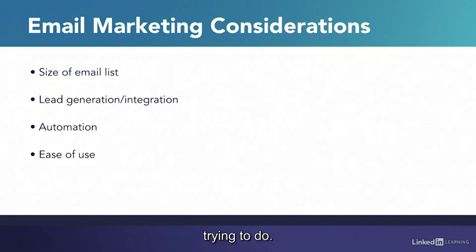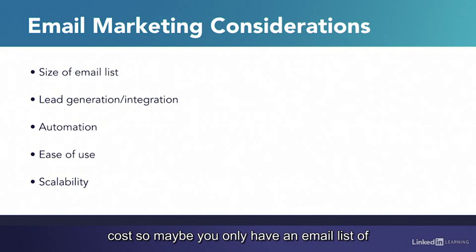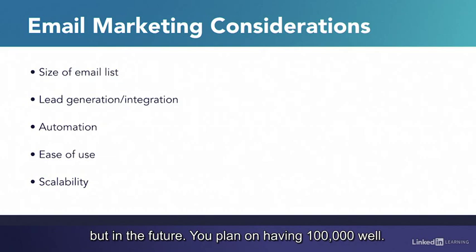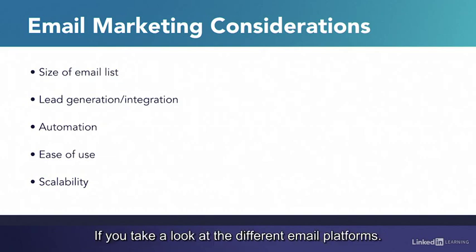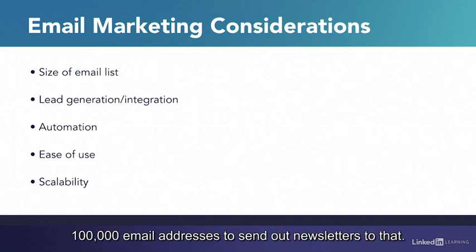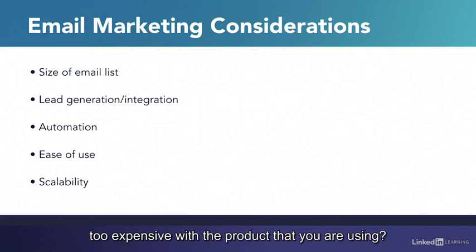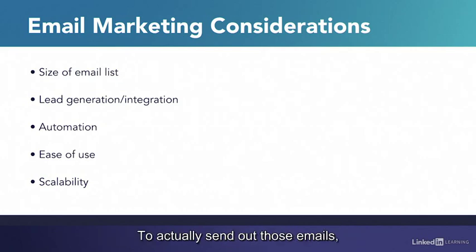You also want to take a look at scalability and especially how that relates to how much it's going to cost. So maybe you only have an email list of 5,000 email addresses right now, but in the future you plan on having 100,000. Well, if you take a look at the different email platforms, you'll notice that the pricing goes up based on how many people are on your email list. So you want to make sure that when you have 100,000 email addresses to send out newsletters to, that it's not going to be way too expensive with the product that you're using to actually send out those emails. So make sure that it's scalable for the future, especially in terms of pricing.